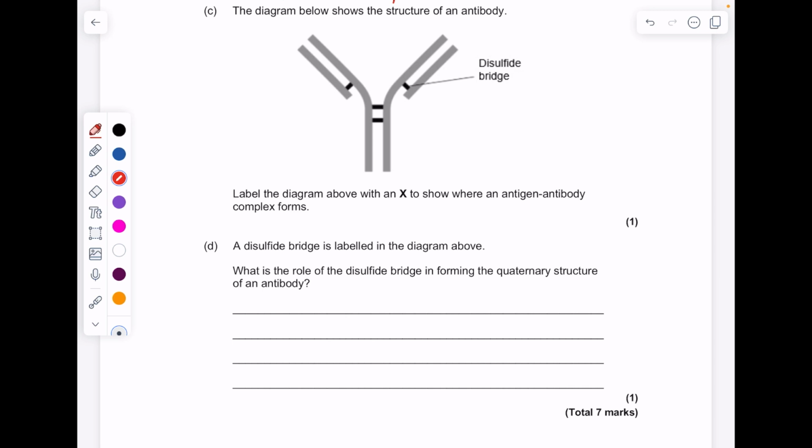The diagram below shows the structure of an antibody. Label the diagram above with an X to show where an antigen-antibody complex forms. So this is your light chains, your heavy chains, your hinge region, your constant region, and your variable region. That variable region means that you're going to have a variety of different antibodies which are complementary to antigens, so that is where your X needs to be.